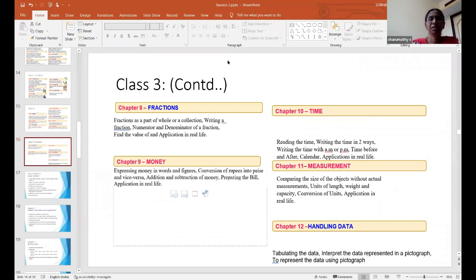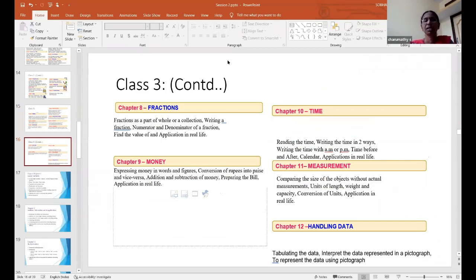Then comes the time chapter. Of course, in the previous classes, they have learned about time. So here, reading the time, writing the time. And if we are introducing the terms AM and PM, where should they use AM and where should they use PM? Then time before and after an hour or half an hour. Then of course, again, calendar. Here in calendar, we are just stepping ahead to leap years. How should they calculate the leap years and all those things? And of course, in the same thing, we use applications in real life. Here we have reworded everything as applications in real life instead of word problems or story sums.